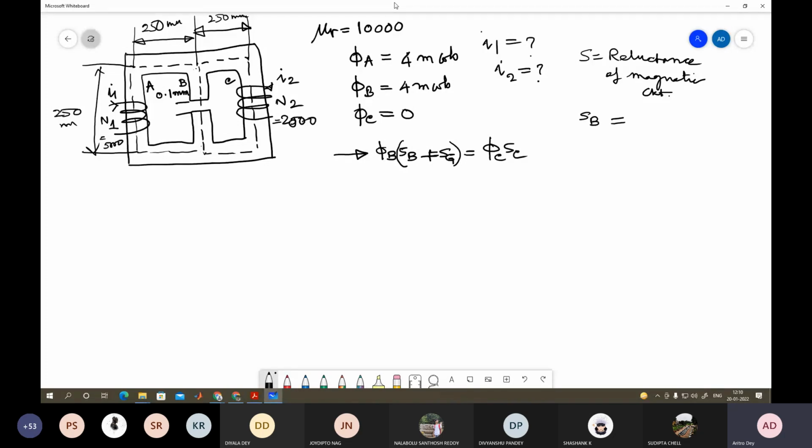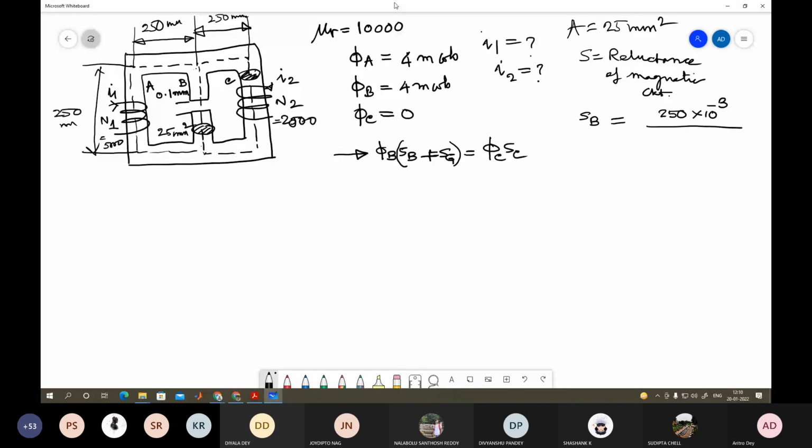SB is equal to, what is our length? Mean length is 250 mm, right? So we can write 250 into 10 to the power minus 3 divided by cross section area. I forgot to mention, this is given uniform, and that is equal to 25 mm square. This is your cross section area for all the three limbs, throughout this same cross section area. So cross section area A is equal to 25 mm square.